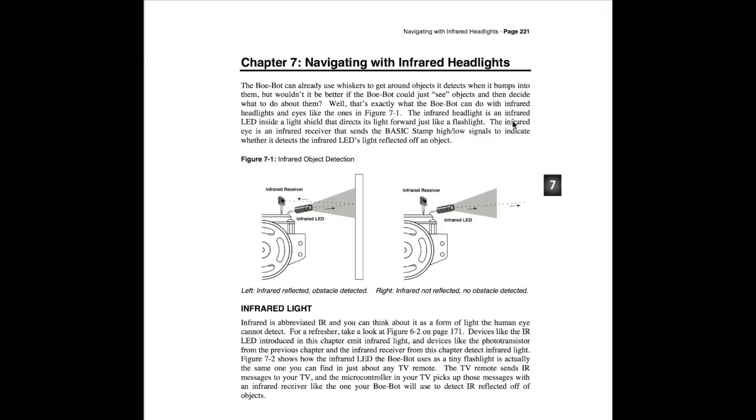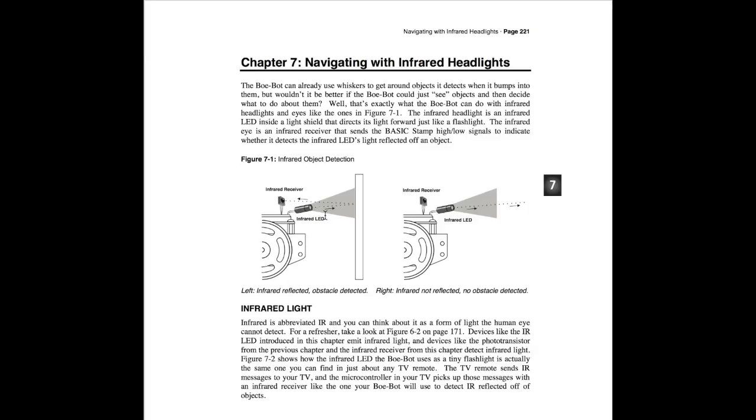The infrared headlight is an infrared LED inside the light shield that directs the light forward just like a flashlight. The infrared eye is the infrared receiver that sends the BASIC Stamp high or low signals to indicate whether it detects the infrared LED's light reflected off of an object. So you can see here in Figure 7.1 how it shows an object is detected.